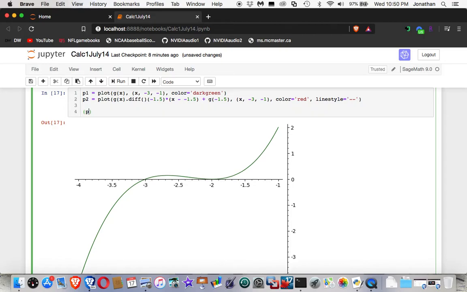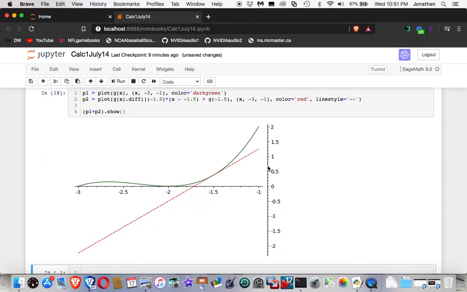And then what I can do is add these two plots together just with the plus operator and show them. Right, so what we see here is that my red line is the tangent line to the green curve, and exactly at 1.5, the green curve and the red line have the same slope, and they evaluate to the same number.